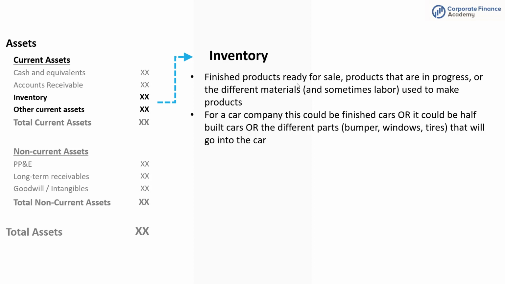So if you think about an automotive company, a car company, you could have an asset or inventory be finished cars, so fully finished cars that are waiting sale. It could be cars that are halfway finished with about half of it assembled, or it could just be the different parts, your bumpers, your windows, your tires. All of those could be considered inventory in different states.